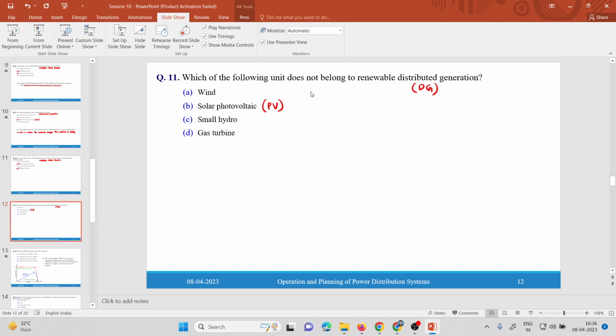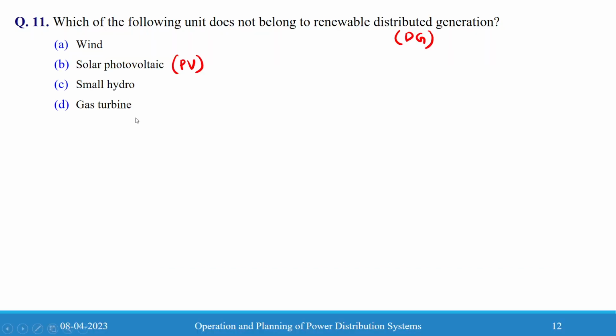In this question you have to tell which unit does not belong to renewable distributed generation. We all know that wind and solar photovoltaic are renewable sources of energy, and small hydro also comes under the renewable sources of energy. Only the gas turbine does not belong to renewable sources. It is a non-renewable or non-conventional source of energy.